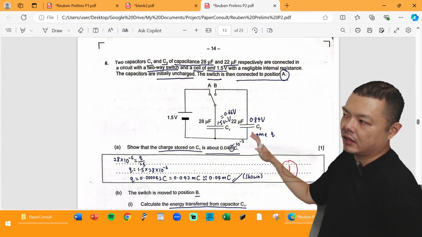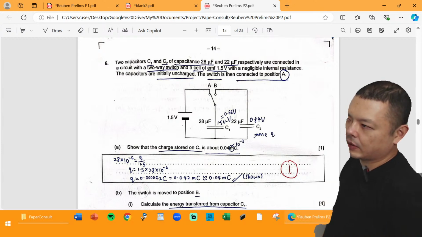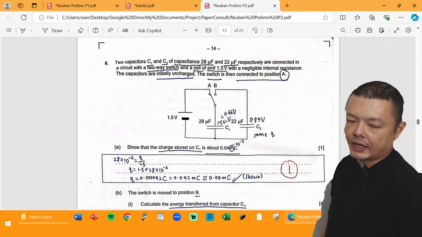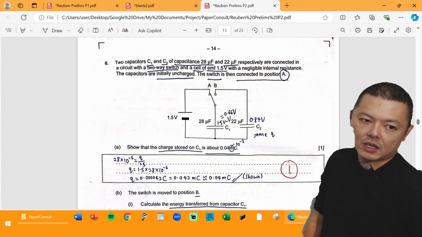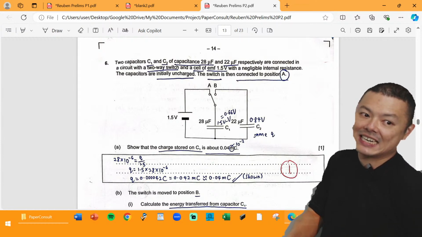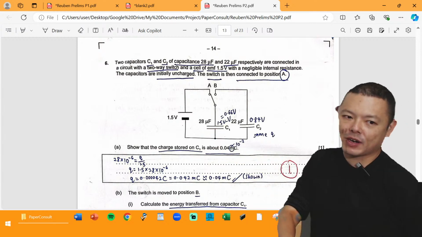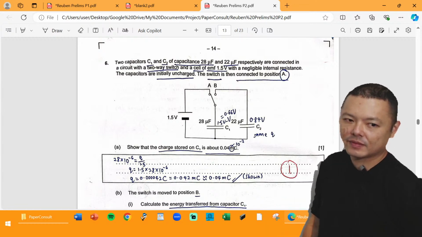Okay. Then the question is, when does it stop charging? When do they stop transferring charge to each other? When they have the same voltage. So capacitance is just this ability to capacitate. That's its innate capacity, so you can't change that one. That one is 28 microfarads, this one is 22 microfarads. You cannot change that, right?